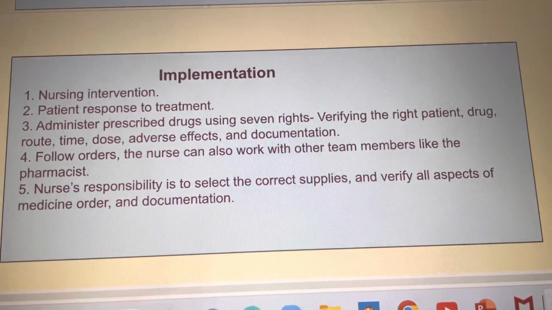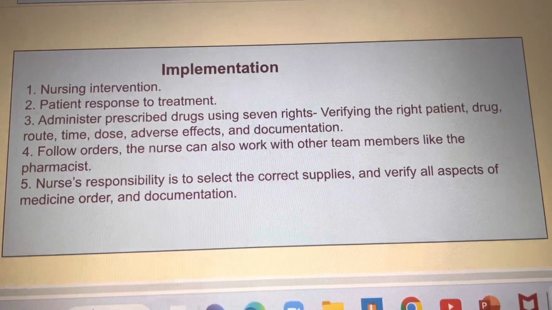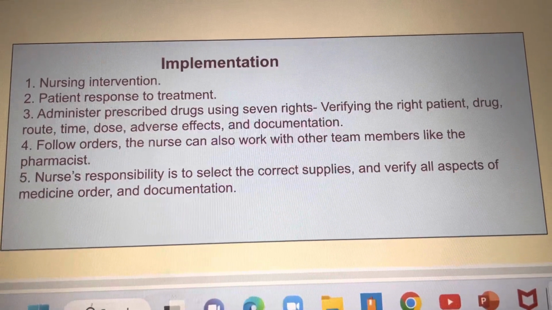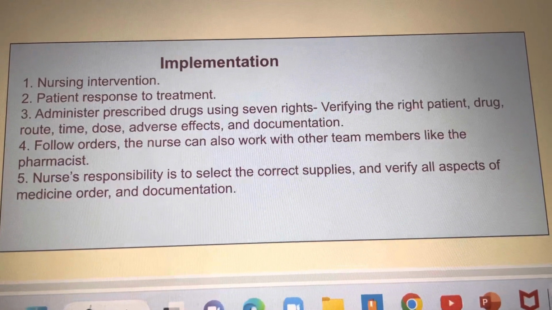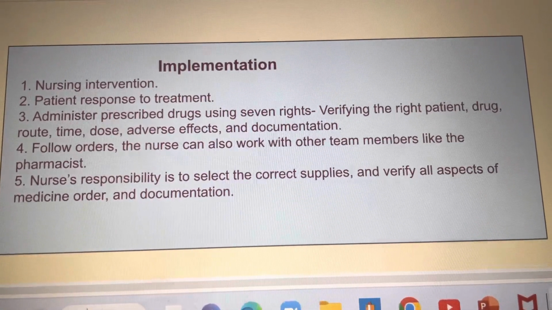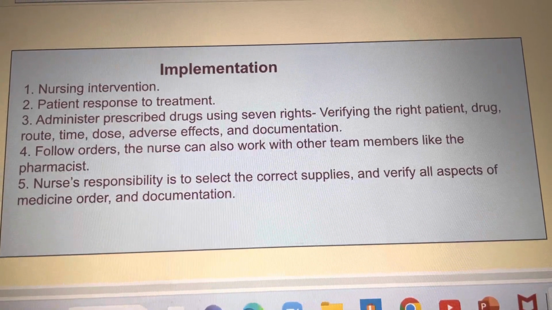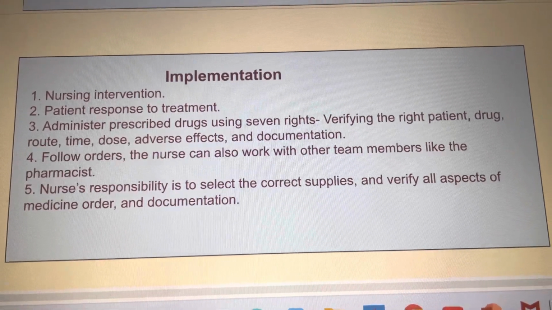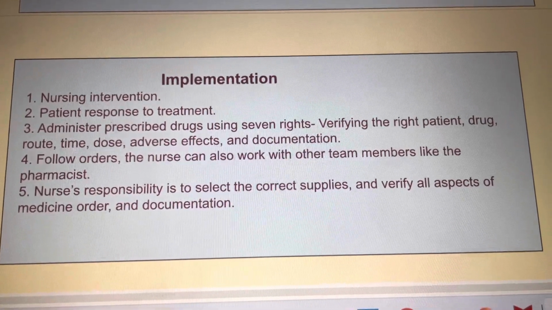And then we need to follow the orders, because we can't go without orders, and we have to follow whatever the orders are. The nurse can also work with other team members, like the pharmacist, if there is anything the nurse needs to know about the medication, and can collaborate with other team members. It is also the nurse's responsibility to select the correct supplies. The healthcare provider gives us the order, but as a nurse it is our responsibility to check and verify all aspects of the order, and also document.